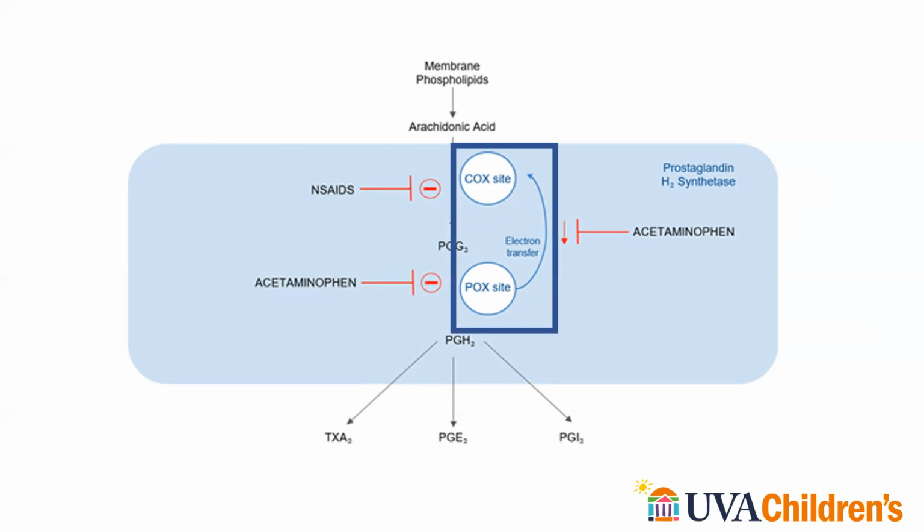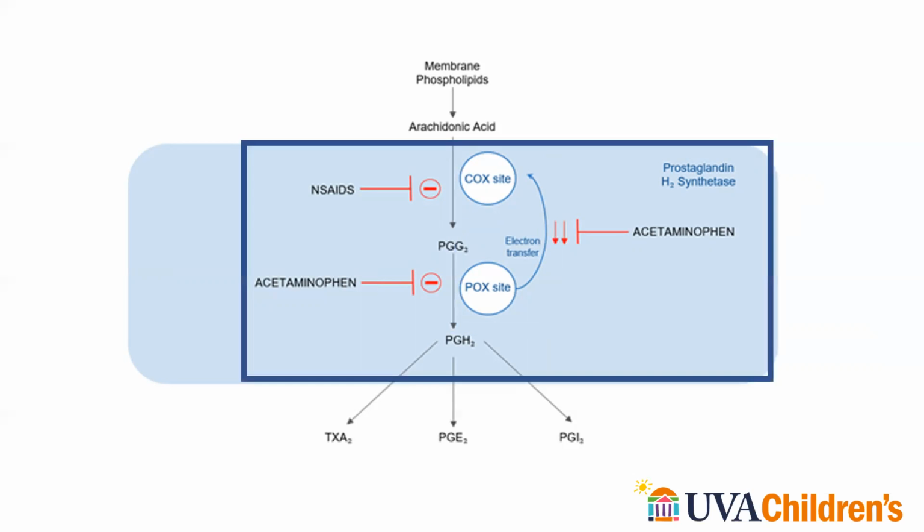Cyclooxygenase activity is contingent on the generation of a radical cation by peroxidase. Peroxidase can work regardless of cyclooxygenase. So NSAIDs work by competing with arachidonic acid at the COX site, thus preventing the breakdown of arachidonic acid to prostaglandin G2. Acetaminophen competitively inhibits the POX site, thus not only preventing reduction of prostaglandin G2 to prostaglandin H2, but also limiting the electron transfer from POX to COX, thus also reducing the COX activity. Therefore, it would make sense that acetaminophen could be a good choice for potential PDA closure in neonates.